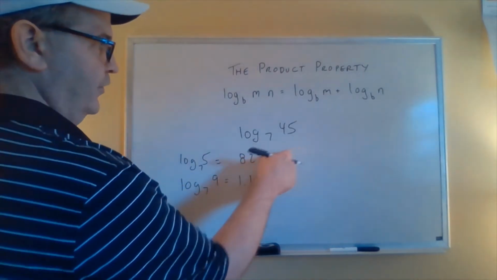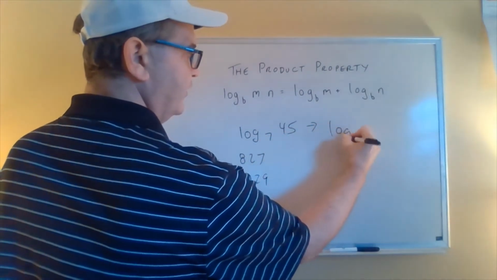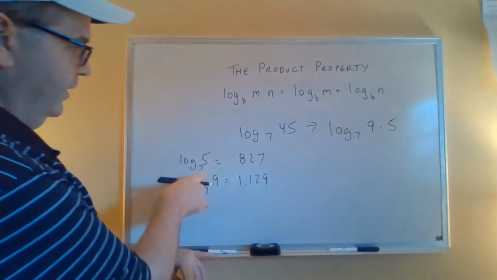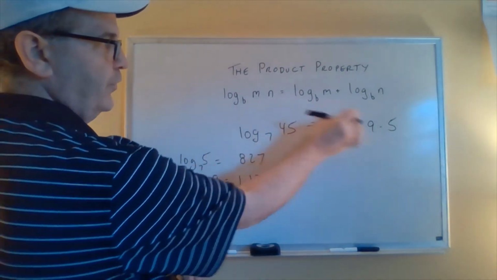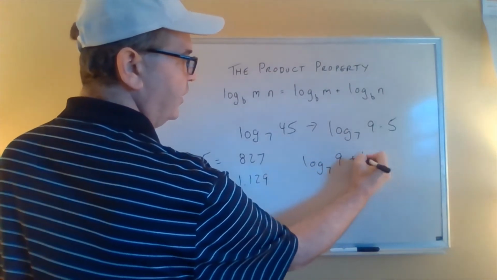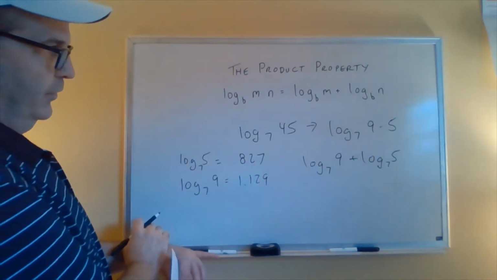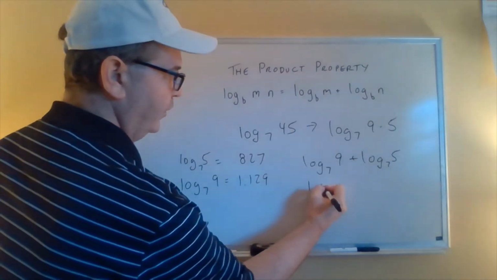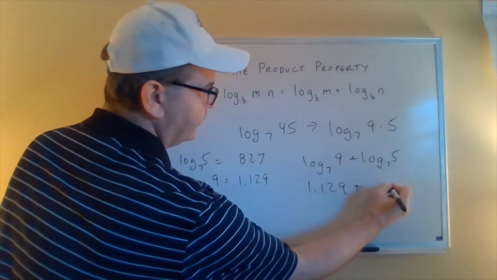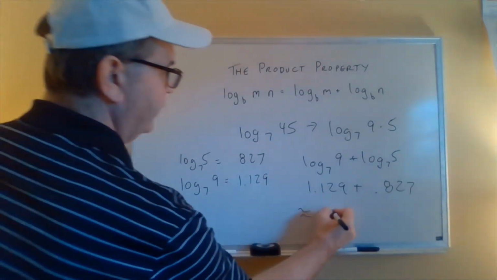Well, we don't have either of those numbers here. We have a log base 7 of 45, but we can split that apart. Think of some factors of 45: 9 times 5, and now we're in business. We use our product rule to split this one apart. We'll have log base 7 of 9 plus log base 7 of 5. And you see those match up with the values that were given to us. So log base 7 of 9 is 1.129, and we will add to it log base 7 of 5, which is 0.827. And our approximate total on that would be 1.956.